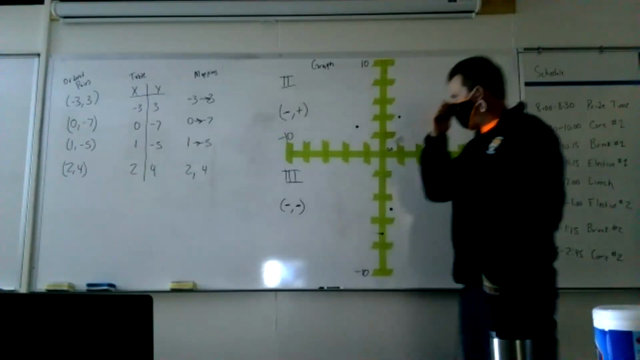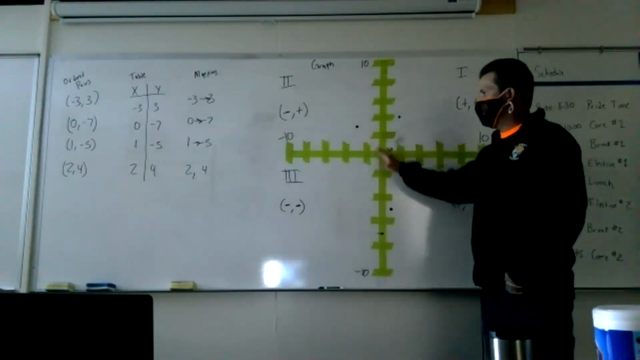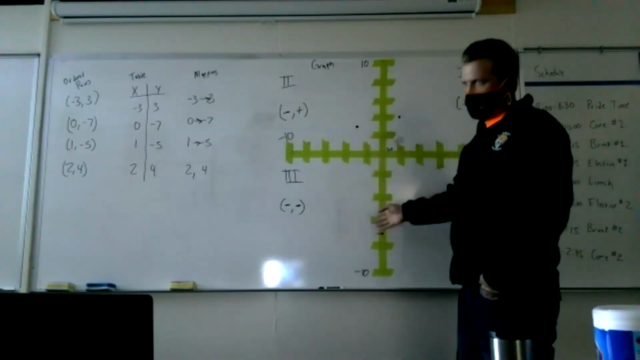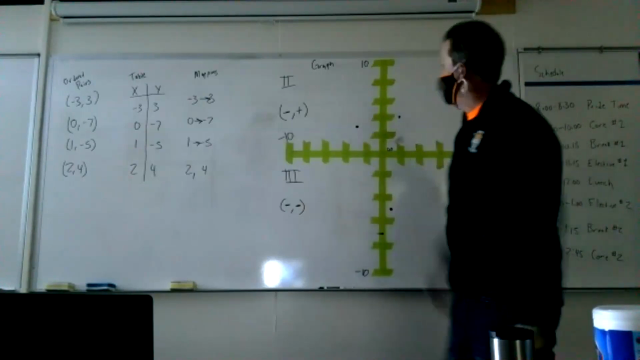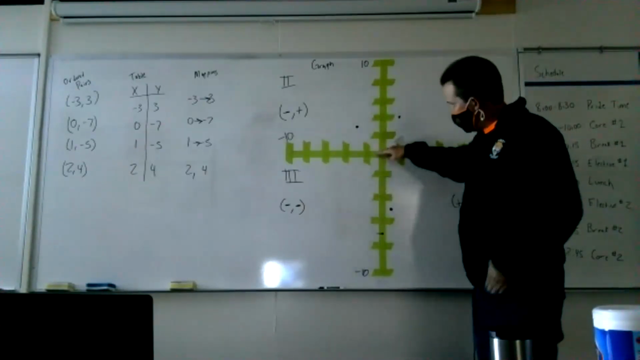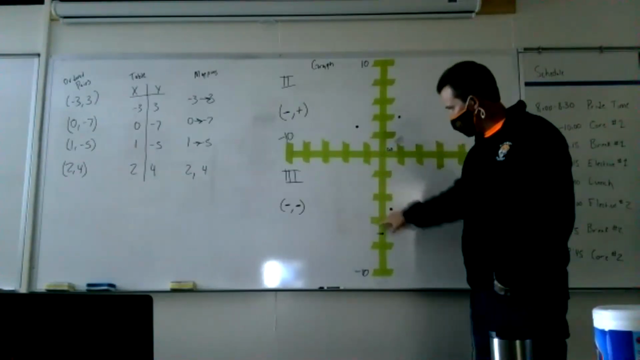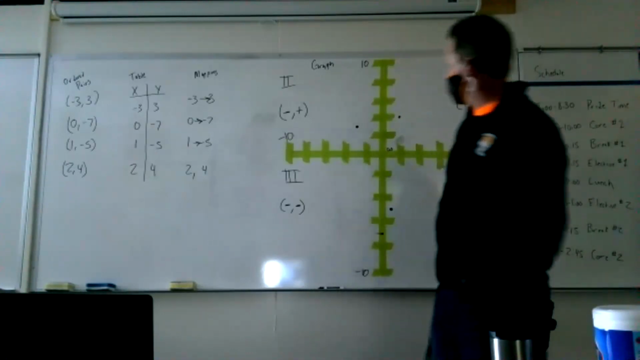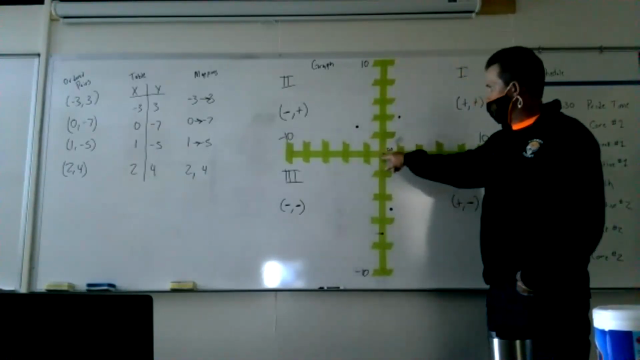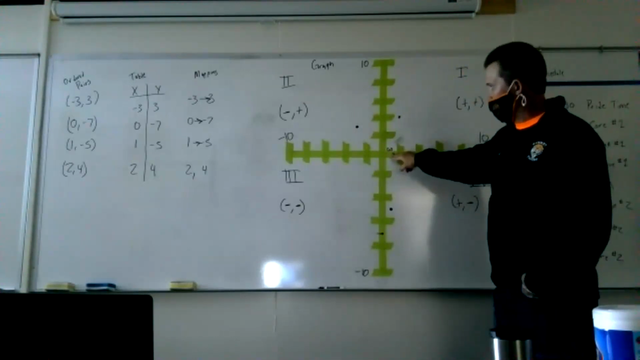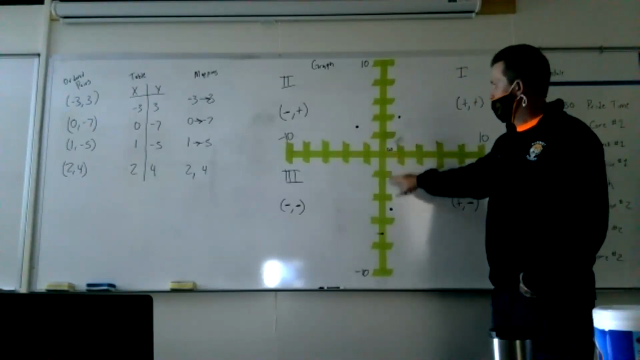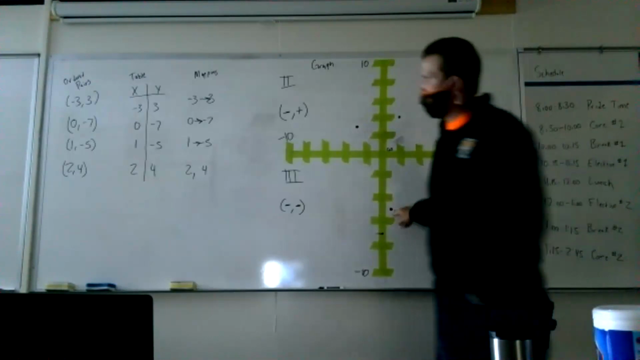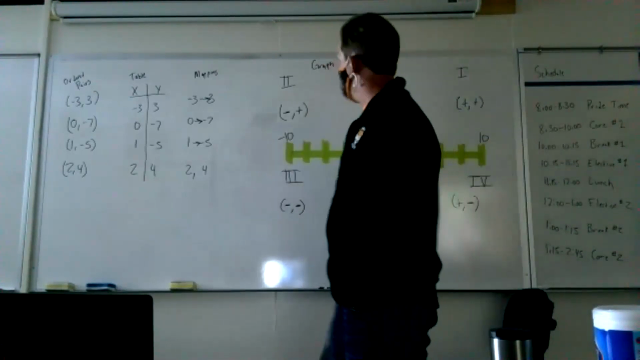For (0, -7). Okay, 0 as an x value means that I am staying on the y-axis. Okay, it's not deviating left or right. So I would go on my y-axis, I would go down 2, 4, 6, find 7, and plot a point there. For (1, -5), I would start at the origin, go right 1, and then I would go down 5 because I have a -5. And then for the last point, we have (2, 4).